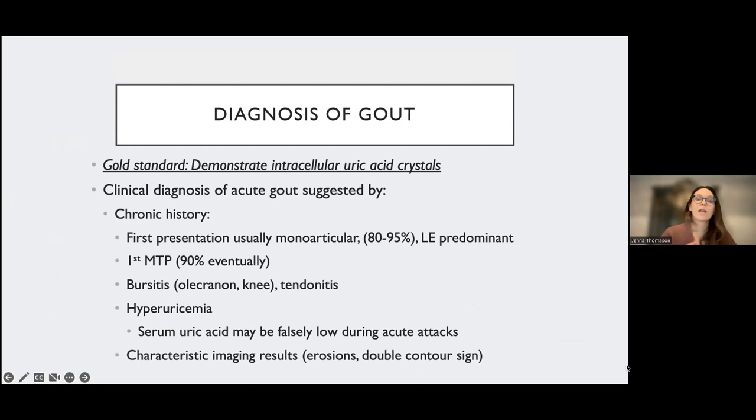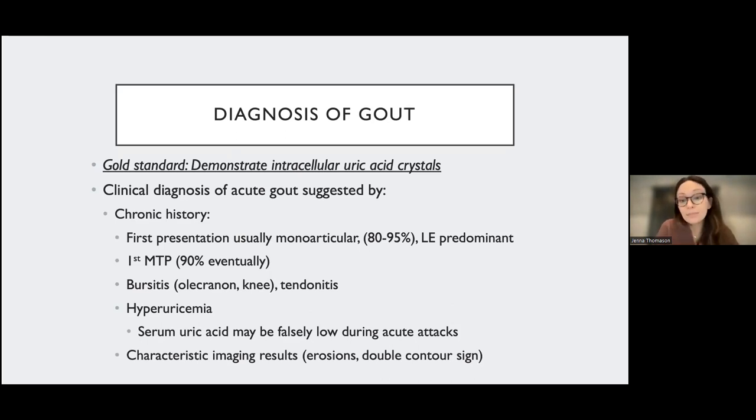So how do we diagnose gout? The gold standard is to demonstrate intracellular uric acid crystals in synovial fluid. But that may not be possible. Say the patient comes to see you in clinic and you think that they have gout, but you're not able to take fluid from it, or maybe you're seeing the patient several weeks after they had this flare. So how do you figure out, does that patient have gout or not?